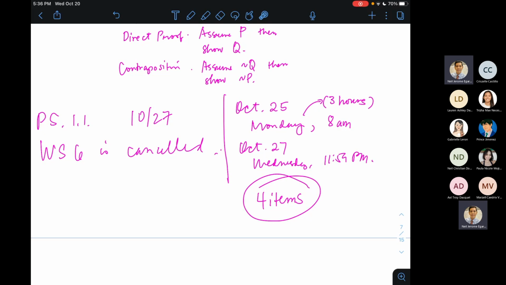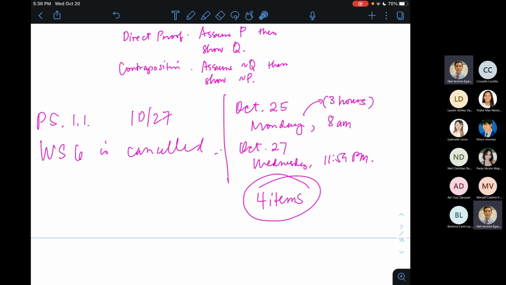Okay? So that means you will have 1 hour per problem. So kailangan nyo ng around 4 hours para dun sa problem set. Of course, you can go beyond if you think you need more time. Pero ito yung ideal. Matapos nyo siya in 4 hours.